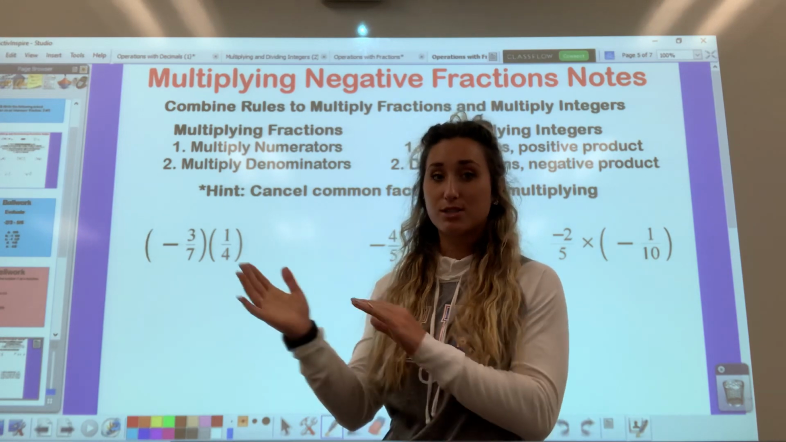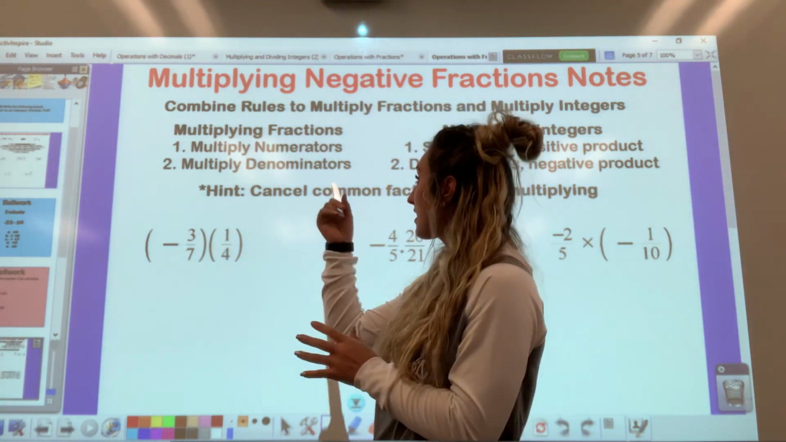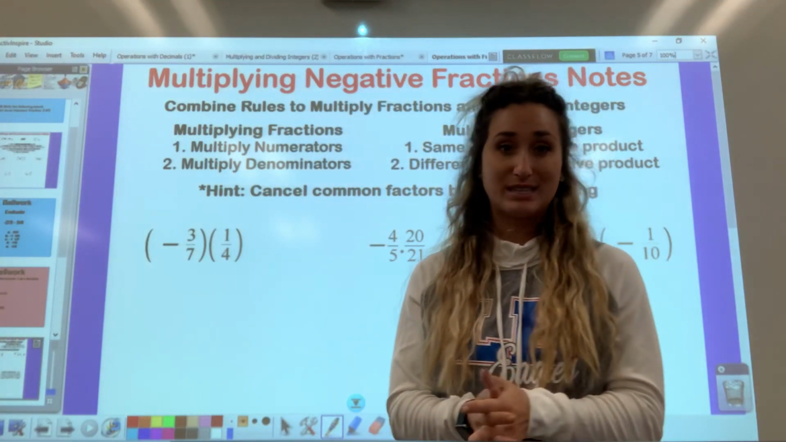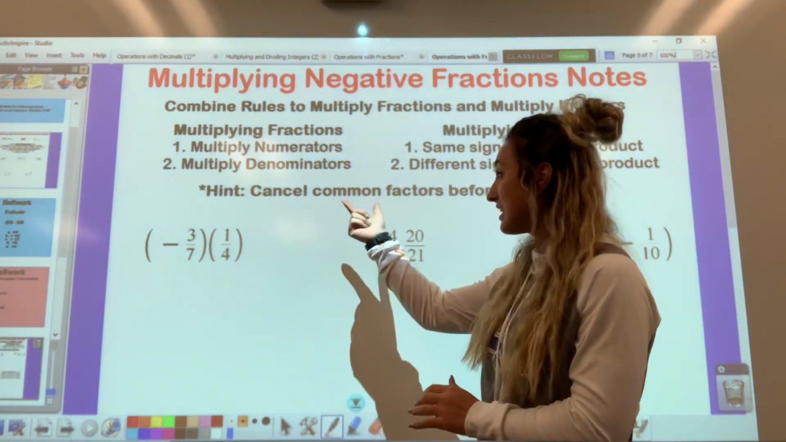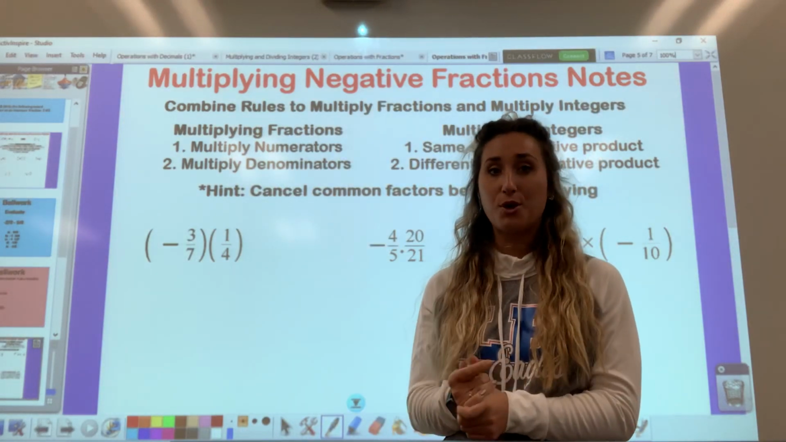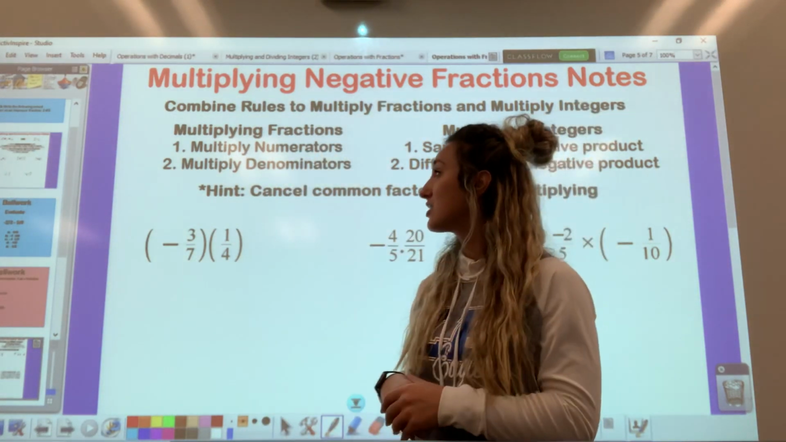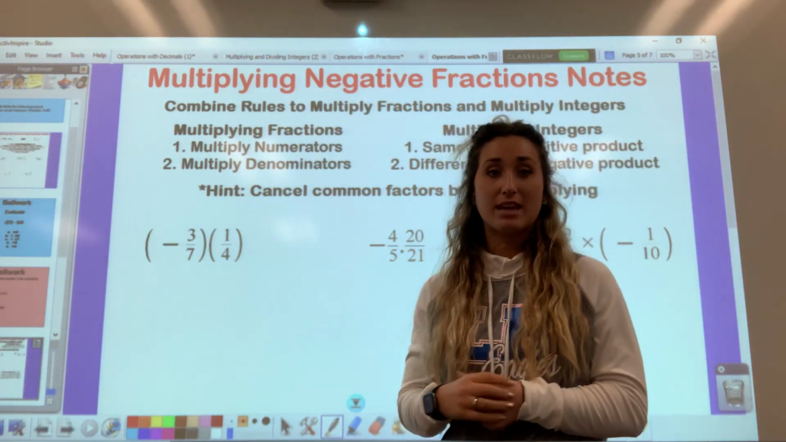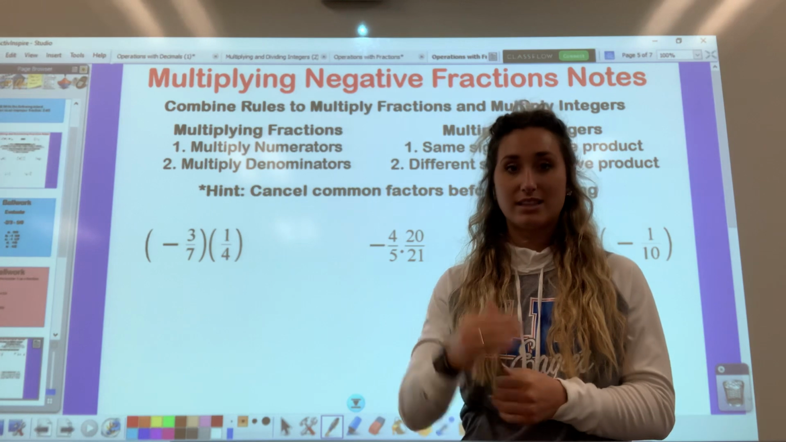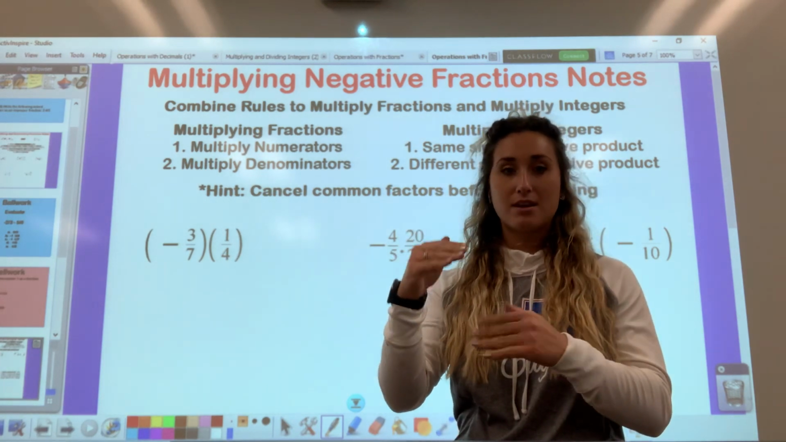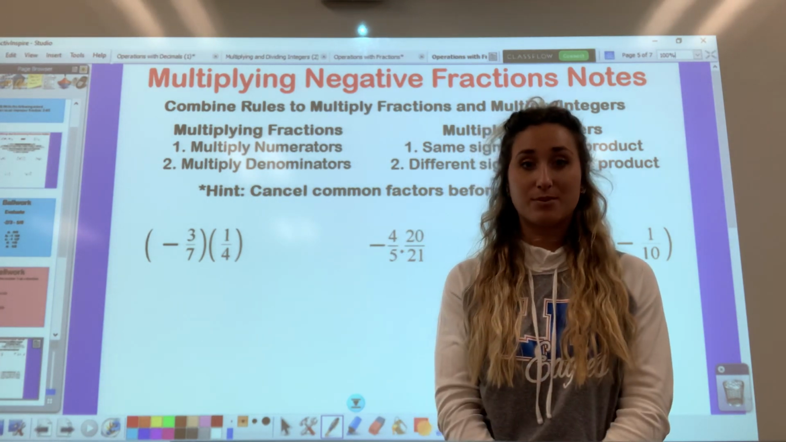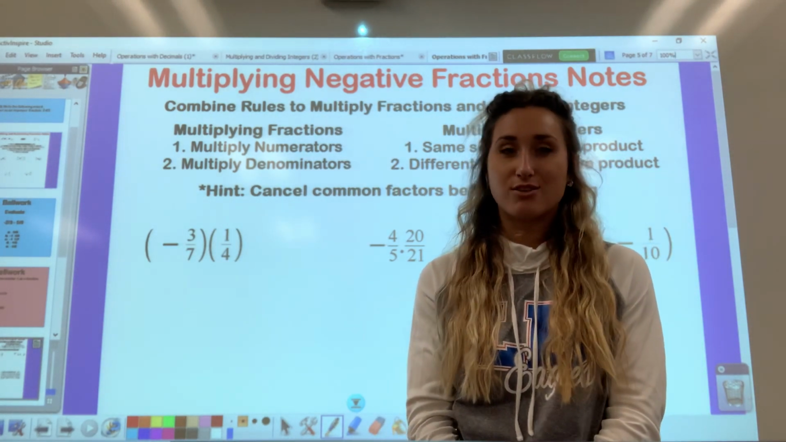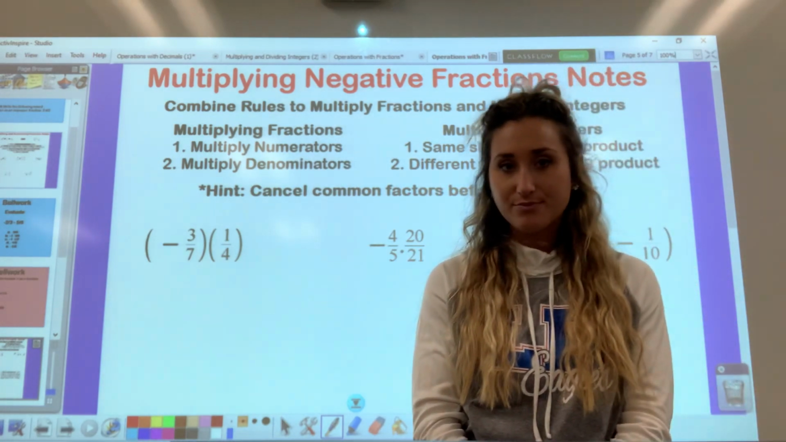You can really just multiply straight across the top, multiply the numerators, and then multiply across the bottom, or the denominators. This hint though that I have is going to be really helpful before you do the multiplication across the top and the bottom. I definitely recommend that you cancel the common factors that are on the top and the bottom. That's going to make your life a lot easier when it comes to simplifying and just the multiplication in general. And you'll see what I mean when we get there.